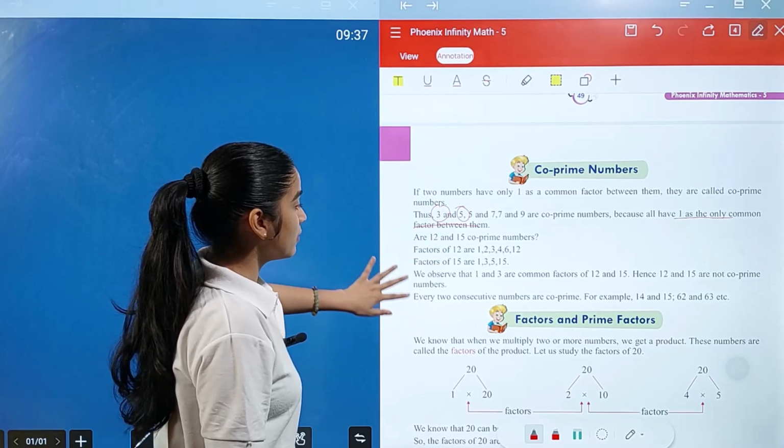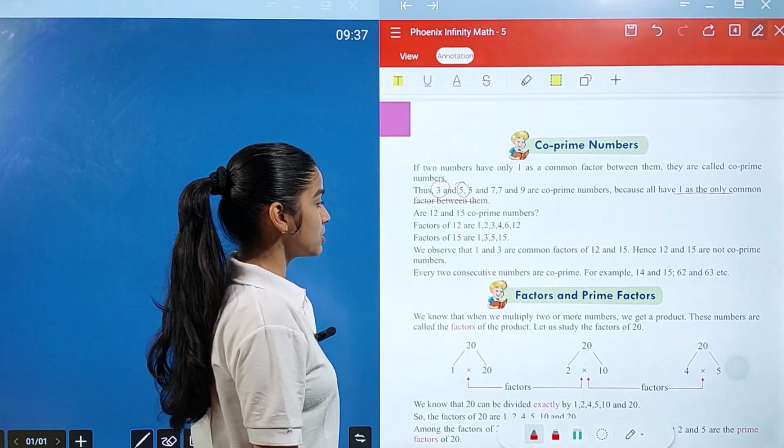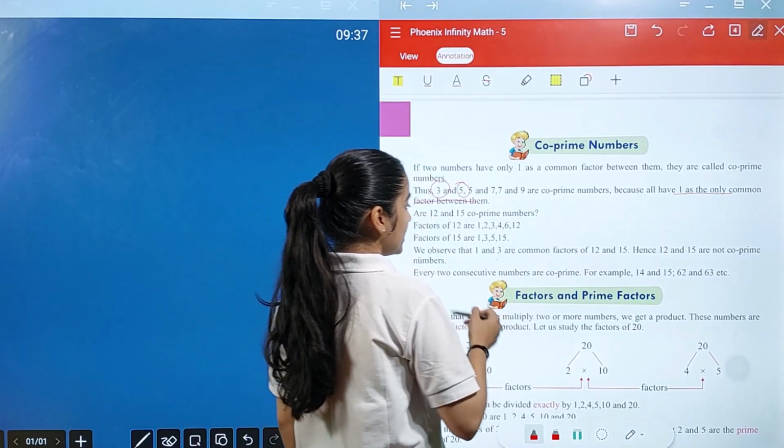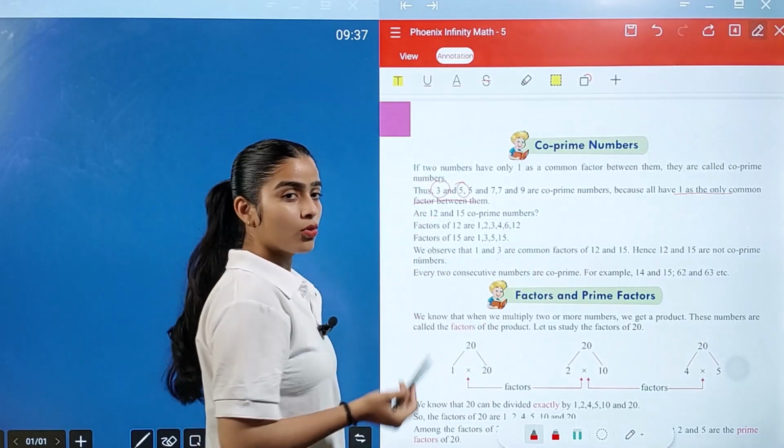12 and 15, we have 1 and 3. So we observe that 1 and 3 are common factors for 12 and 15. It means these are not co-prime numbers.